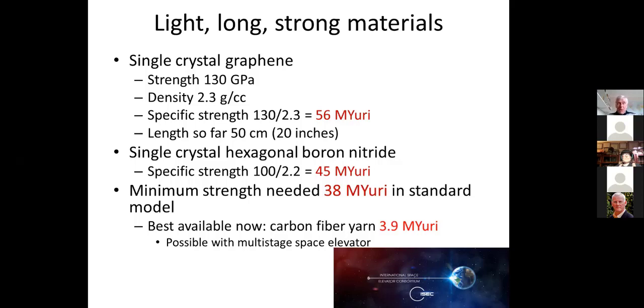The minimum strength we need, as I mentioned, calculated by Ben Shelef, is 38 megajoule in what I call the standard model. That is the model that we usually talk about for the space elevator. The best available commercially now is carbon fiber yarn, which comes in at about 1/10 of what we need. It is possible to use that with a multi-stage space elevator, although as I'll explain, I prefer something in between.